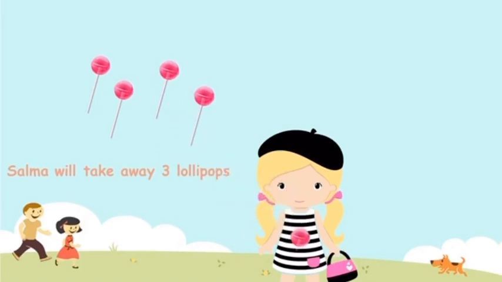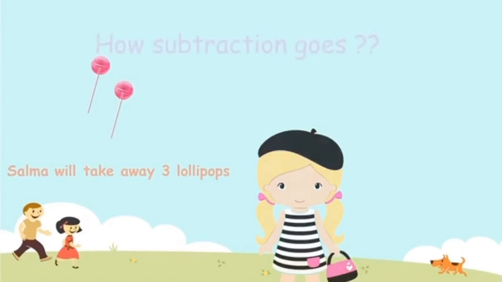Take away 1, take away 2, take away 3. Now I want you to look at your lollipops. How many lollipops are left over after taking away 3 lollipops out of 5? Good job. 2 lollipops are left over.